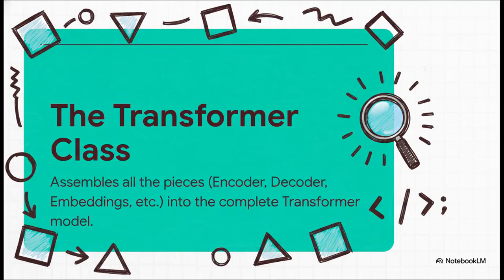And here it is, the whole shebang. This is the master transformer class in the code. You can think of it as the conductor of the orchestra. It's the thing that pulls every single piece we've talked about together. The word embeddings, the positional encoding, that big encoder tower, the decoder tower, and then the final output piece. This is the complete machine ready to go.